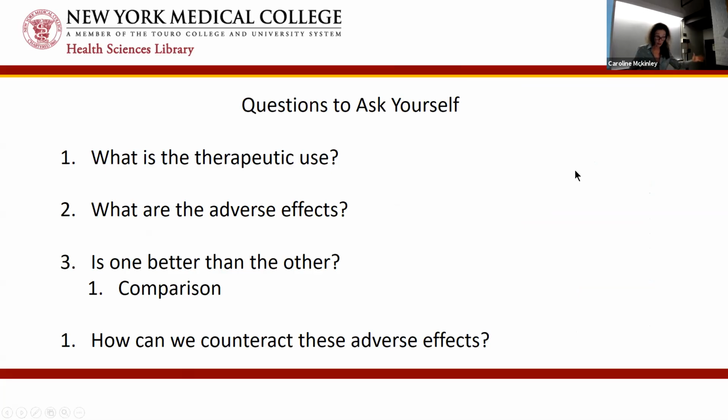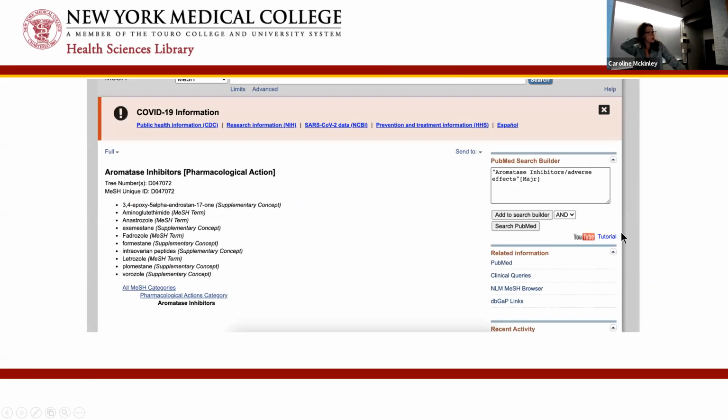You're going to ask yourself, what's the therapeutic use? What are the adverse effects? Is one aromatase inhibitor better than the other? Right? If there is an adverse effect, how do we counteract these adverse effects? There's also in MeSH a pharmacological action. This is the specific aromatase inhibitor and how it affects the body. And you'll see that, right? So you might want to compare one aromatase inhibitor with the other. Really getting specific now, but just wanted to let you know that you can do that. You can explore.